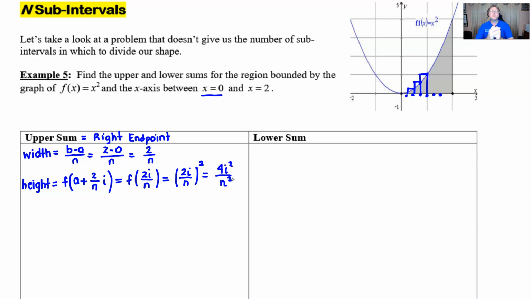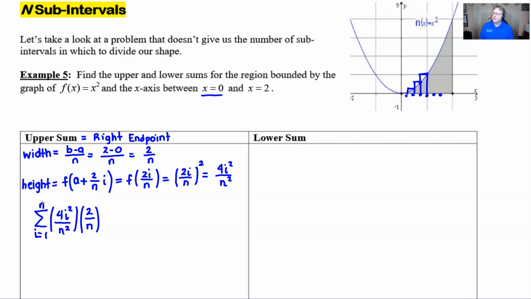So that's going to give you 4i squared over n squared. Okay, so what do you do with these things, you might ask? Well, the formula for finding the area of a rectangle is multiplying these two things together. So you could take your height and multiply it by your width. But you have to remember that you're going to add up a whole bunch of these particular expressions. In other words, i is going to start at 1 and it's going to go all the way up to however many shapes we have in this problem, which in this case is going to be n.